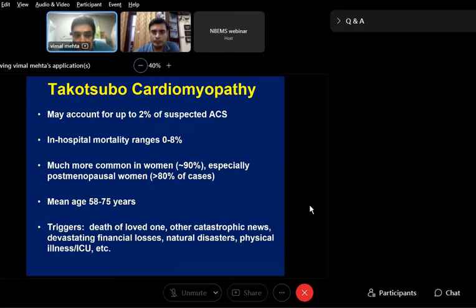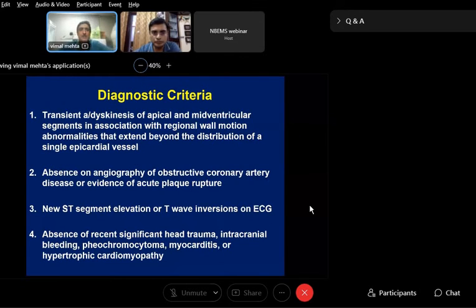As per the series, of course, you see a lot of young patients, but the cluster of patients will typically be middle aged. So the diagnostic criteria: transient, and how will we say that once it recovers? Initially, we cannot say it. The RWMA extends beyond the distribution of a single epicardial vessel. This is the key. You have to say that it involves more than one. Only then will your answer be complete and you will get good marks.